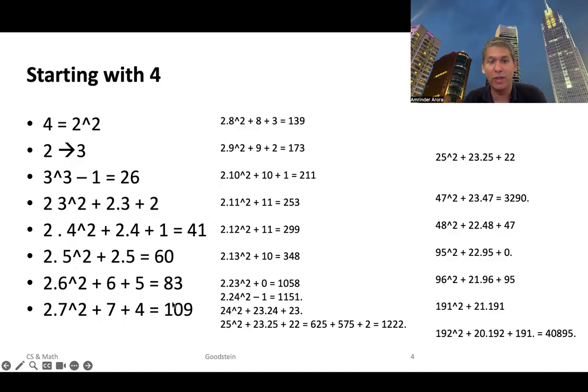We go to base 7 and we get 109. If we skip a few steps, we'll get to 2 times 12 squared plus 11, which is 144 times 2, 288, plus 11, 299. And we will eventually get 1058, 1151, etc. We can keep going, and we're at 40895. The question is, where does it terminate?